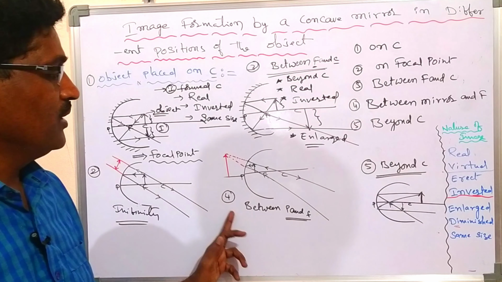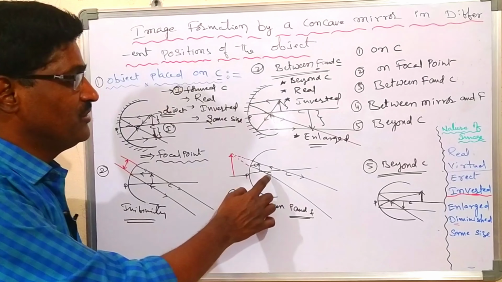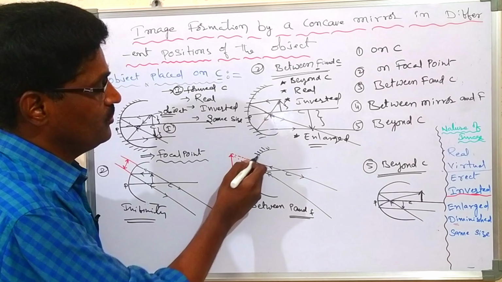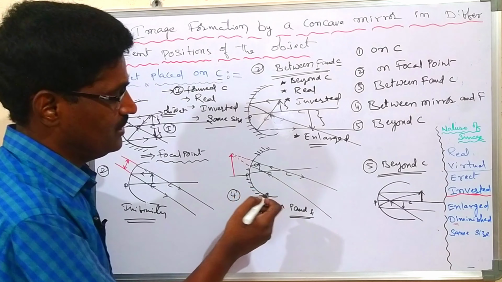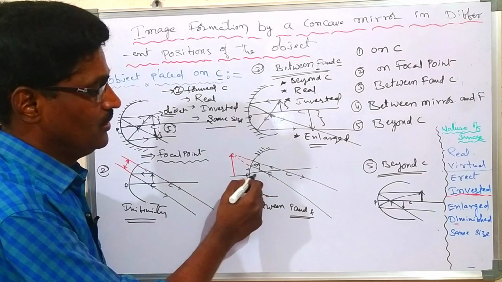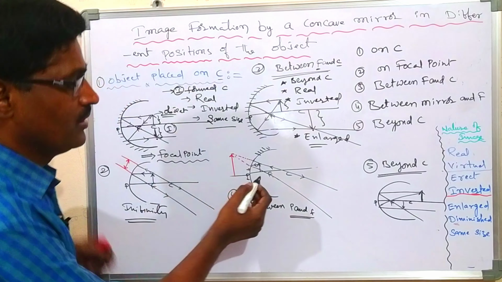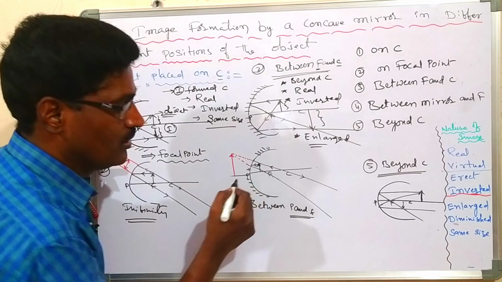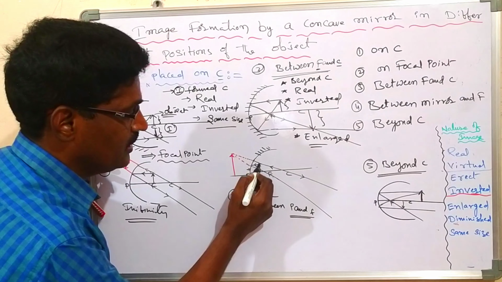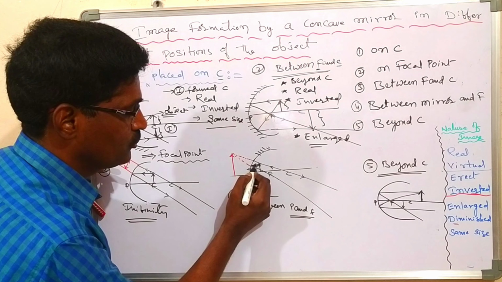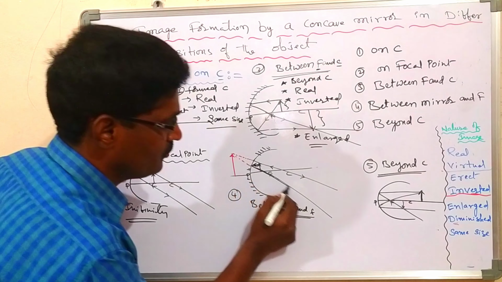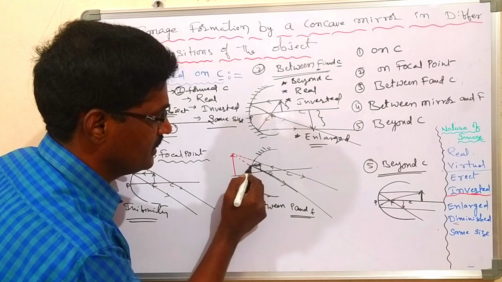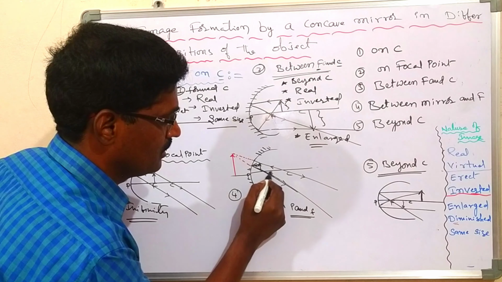Next, fourth: where the object is placed between P and F. This is a concave mirror, as you know. The object is placed between P and F. It is the object. First ray, look here: parallel to the principal axis and passing through the focus. First one over. This is the incident ray passing through the focus.